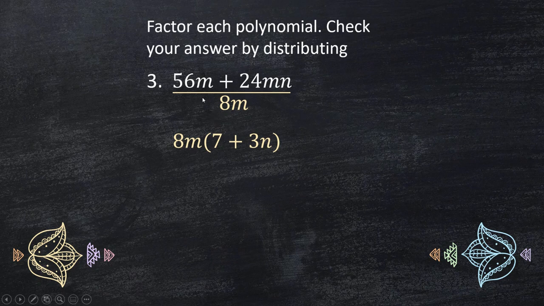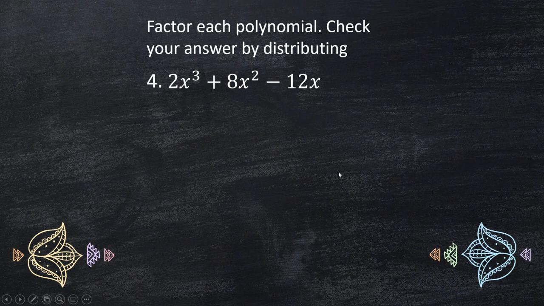So factoring out the 8m, in parentheses we have what we get when we divide both of those terms by 8m. So remember, we divide the coefficients. 56 divided by 8 gives us 7. M divided by m, those cancel out. And then 24 divided by 8 gives us 3. The m's cancel out, so we still have the n on that one.